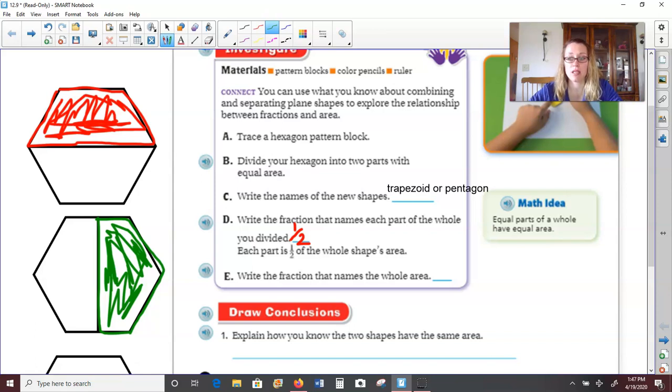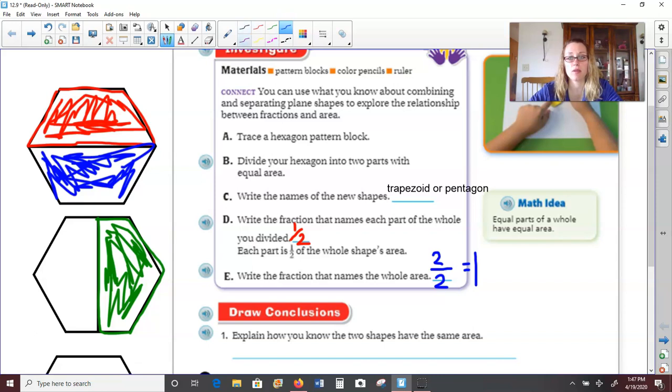Then it wants us to write the fraction that names the whole area. So basically, if we have 1/2 of our hexagon red and the other half of our hexagon blue, 2/2 is what makes up the whole shape. So our whole fraction is simply 2/2. Remember, we learned that anytime our numerator and denominator are the same, it equals 1.